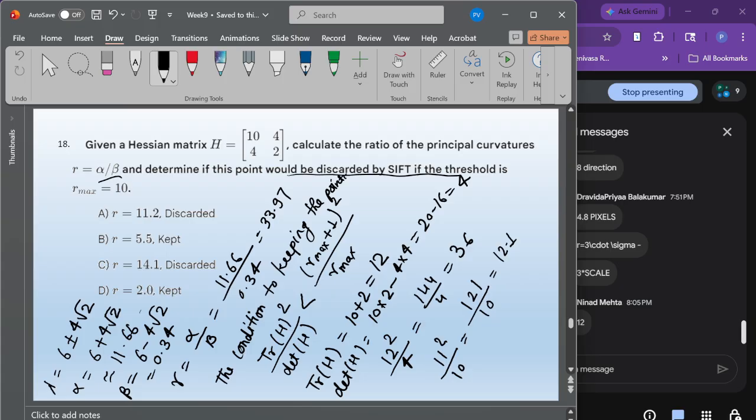So here it is given that the point would be discarded if the threshold R max is equal to 10, right. So here, yeah, 36 is greater than this threshold 12.1. So that means it will be discarded because it is greater than, right. So in the options it is just a misplace or mismatch, right. Otherwise it would be option 1. So here no option is correct because the exact value is not given. It should be 12.1.